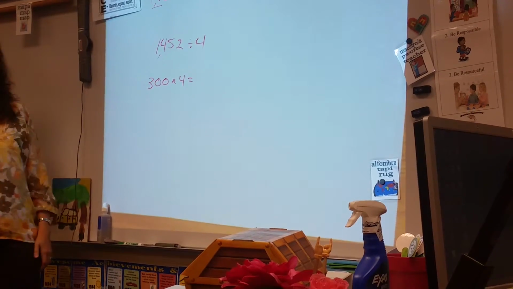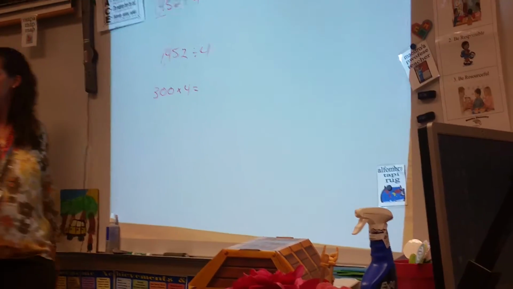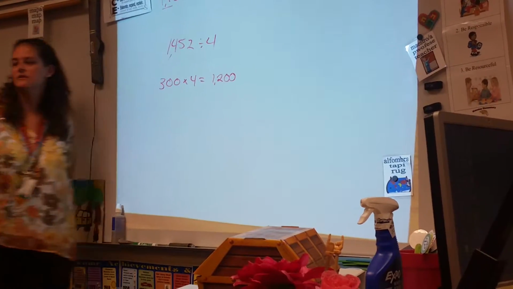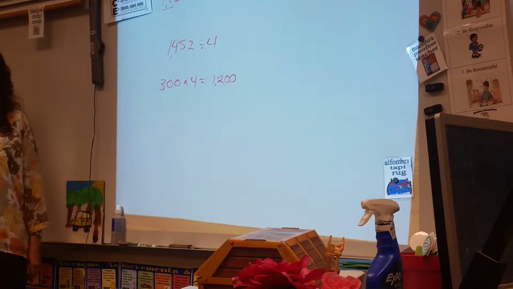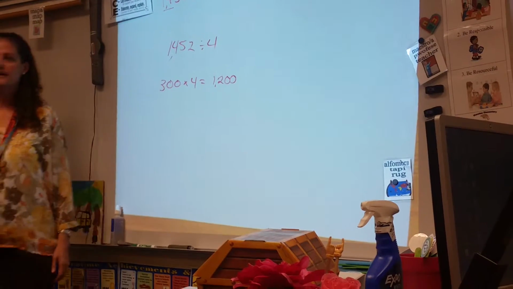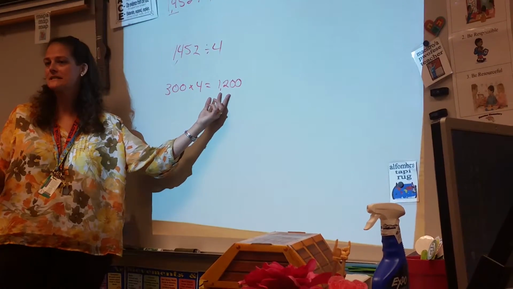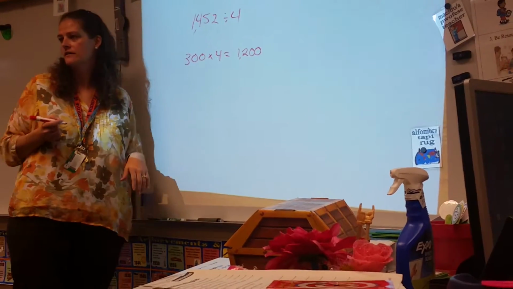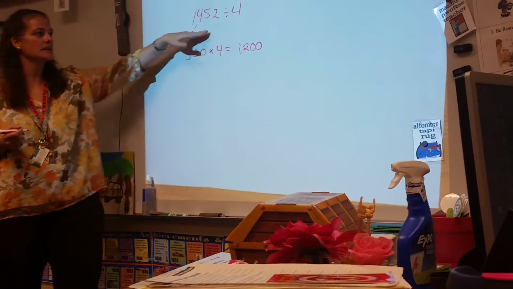300 times 4 gives me what? It's 3 times 4. 12. You know what? I like that you guys just said that you did 1,200. Don't forget the other way to say it is 1,200, because you either have 12 hundreds or you have 1,200 and then the rest. Okay, excellent. All right, so we've taken care of 1,200.